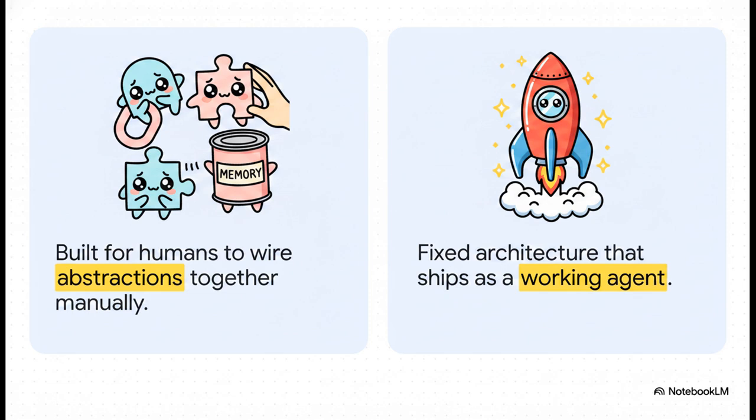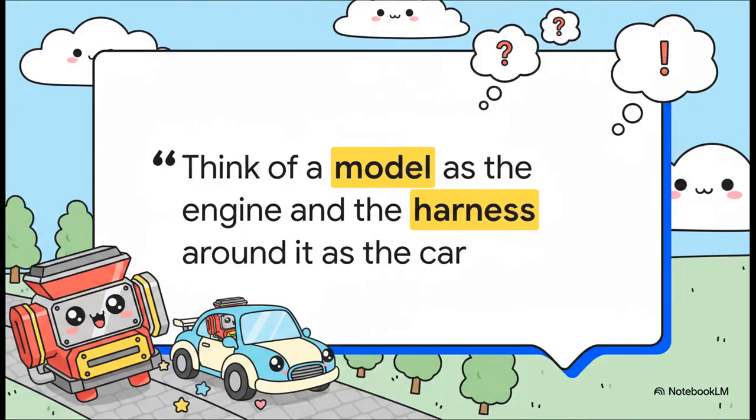But a harness design pattern, that is fundamentally different. A harness is a fixed architecture built for the agent itself to immediately execute a task. There's literally no assembly step for you. It ships as a working, fully wired agent out of the box. I love this analogy because it really hits the nail on the head.